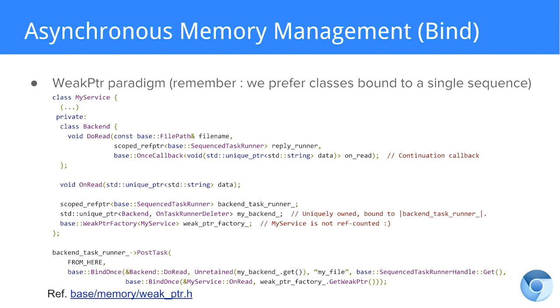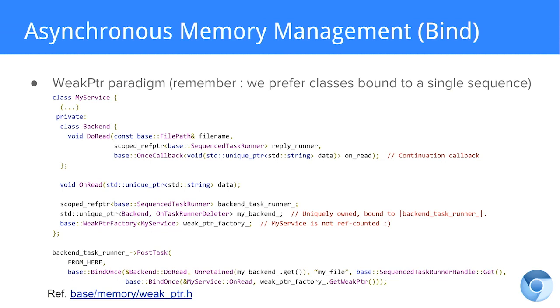Then you have your backend, which is also uniquely owned. So you have a unique pointer to your backend. And it has a special on-TaskRunner deleter, which is going to be bound to the backend TaskRunner. So we're going to see how that's useful as well in the sequence diagrams coming up. And the way you're going to use this is you're going to post task to the backend TaskRunner. You're going to say, do the read. You do not need to return a reference, and we'll see why. And then you say, when you're done, reply to me on the current TaskRunner on my onRead method with a weak pointer.